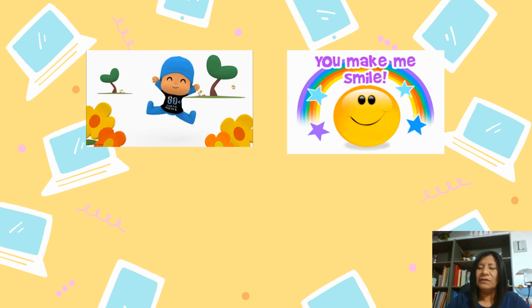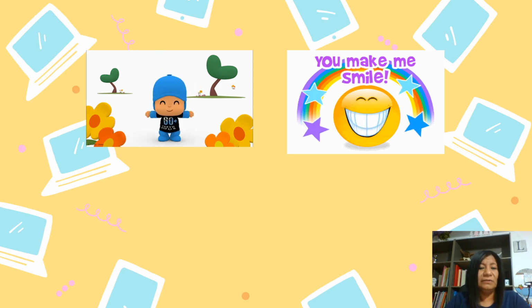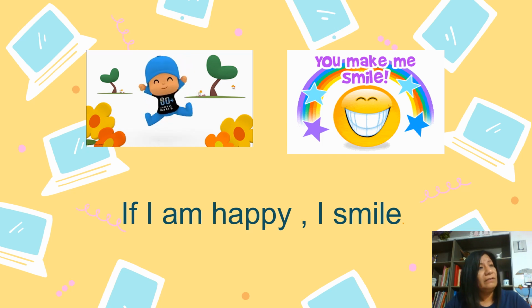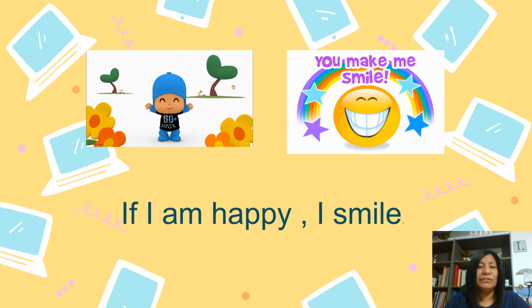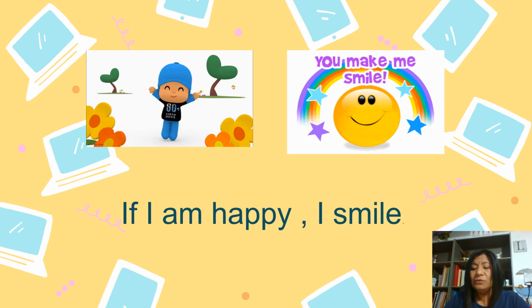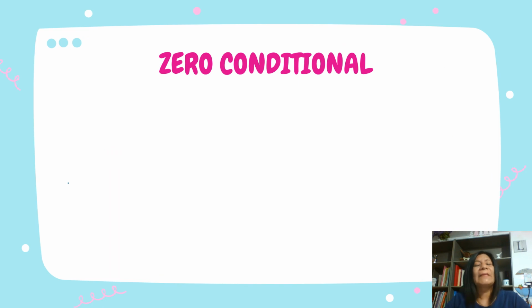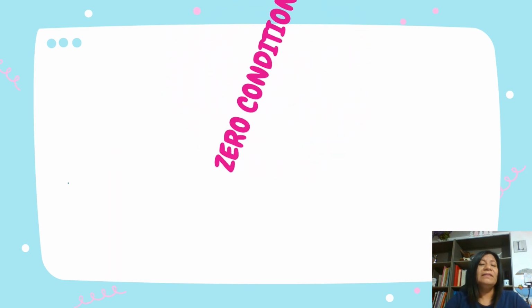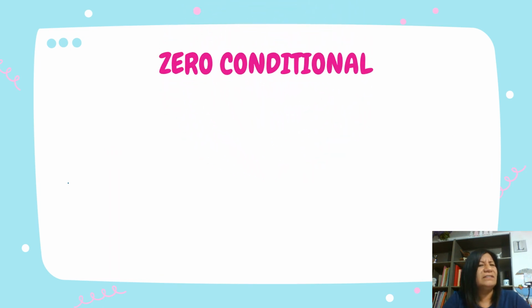Okay, look at this one. These sentences are going to turn into clauses. Look. If I am happy, I smile. Okay? As you can see, we are going to see a new structure, and the new structure is called zero conditional. Okay? Look at this. The zero conditional, but what is the zero conditional? Why do you think that is the zero conditional? Don't worry, I'm going to explain that.